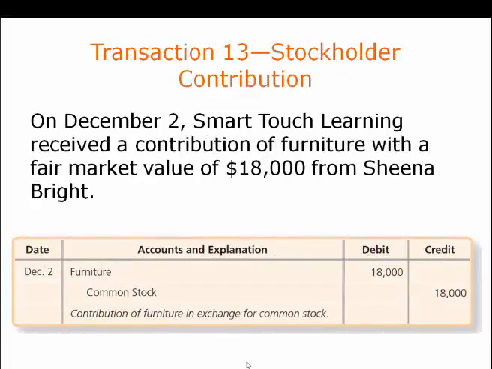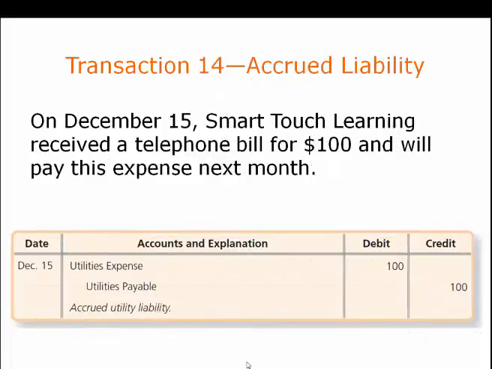And they had the owner, apparently, it looks to me like Sheena Bright, bring $18,000 worth of furniture that had a fair market value, so she took some stuff from her house probably, or who knows. But $18,000, so they put the furniture on their books for $18,000, and they issued her stock for doing that. So she got stock for putting her money into the business. That's a stockholder contribution.